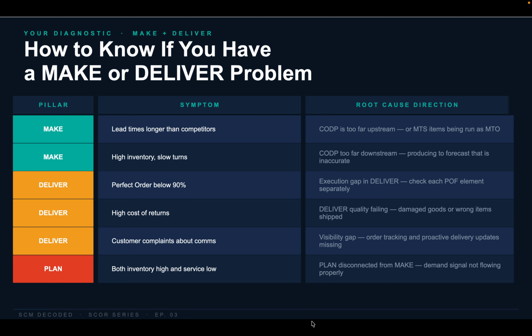So this is the table which we can go through and put it into practice practically to understand where the problem lies. This table is the practical tool from this episode. Okay, there are kind of 6 symptoms in front of you. Each one points to a root cause pillar. You can take it into your operations review from tomorrow.